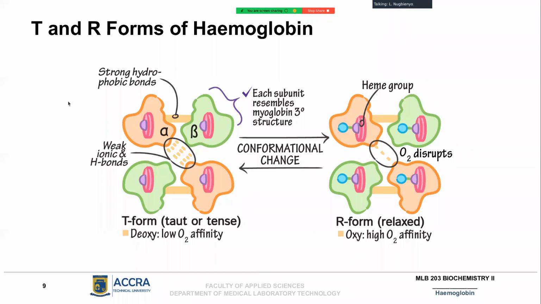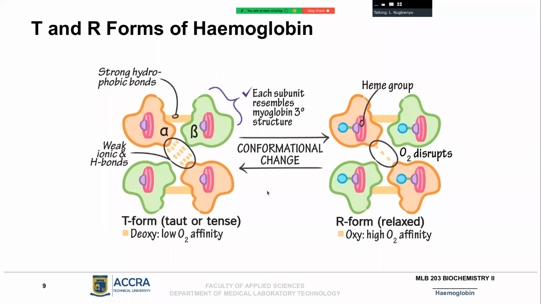So since we were talking about the affinity of hemoglobin for oxygen, the binding of hemoglobin to oxygen and its saturation, based on that, there are two forms of hemoglobin. And these are the deoxyhemoglobin. Deoxy meaning they are not bound to oxygen. And then we have the oxyhemoglobin. These are bound to oxygen.